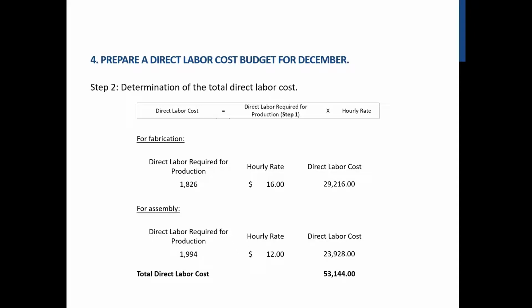Step 2, determination of the total direct labor cost. We just have to multiply the direct labor required for production by the hourly rate. The direct labor required for production is the answer from step 1. So for fabrication, the direct labor cost is 29,216. For assembly, it's 23,928. Adding it all together, the total direct labor cost is 53,144.